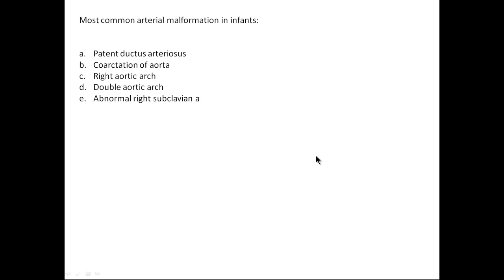Most common arterial malformation in infants: abnormal right subclavian artery, double aorta, right aortic arch, coarctation of aorta, patent ductus arteriosus. It is patent ductus arteriosus. An infant born to alcoholic mom had microcephaly, small head, and cardiac abnormalities. During which of the following is alcohol most teratogenic? Don't they usually say stop the booze in the 5th week? So I'm going to say 3rd through 9th. The answer is B, and it is B. Don't drink in that 5th week.